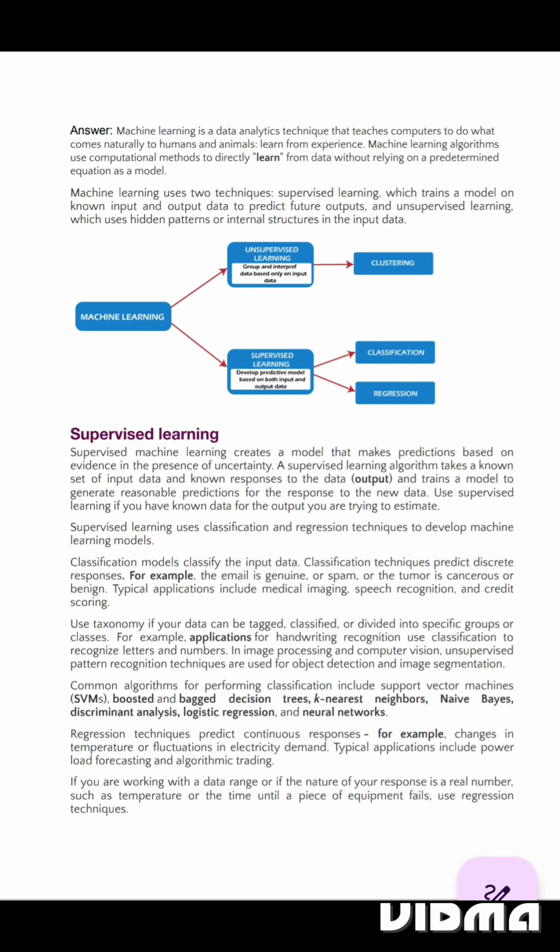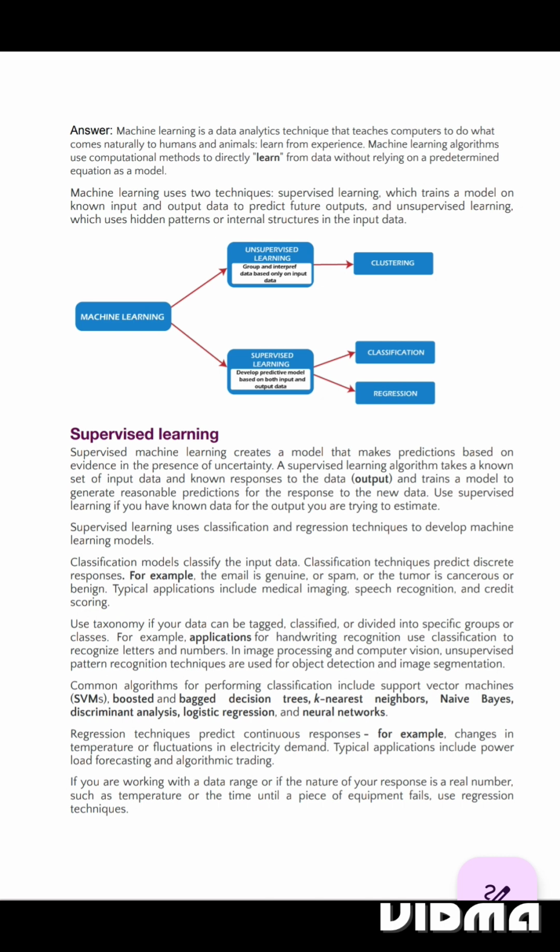Use classification if your data can be tagged, classified, or divided into specific groups or classes. For example, applications for handwriting recognition use classification to recognize letters and numbers. In image processing and computer vision, unsupervised pattern recognition techniques are used for object detection and image segmentation.